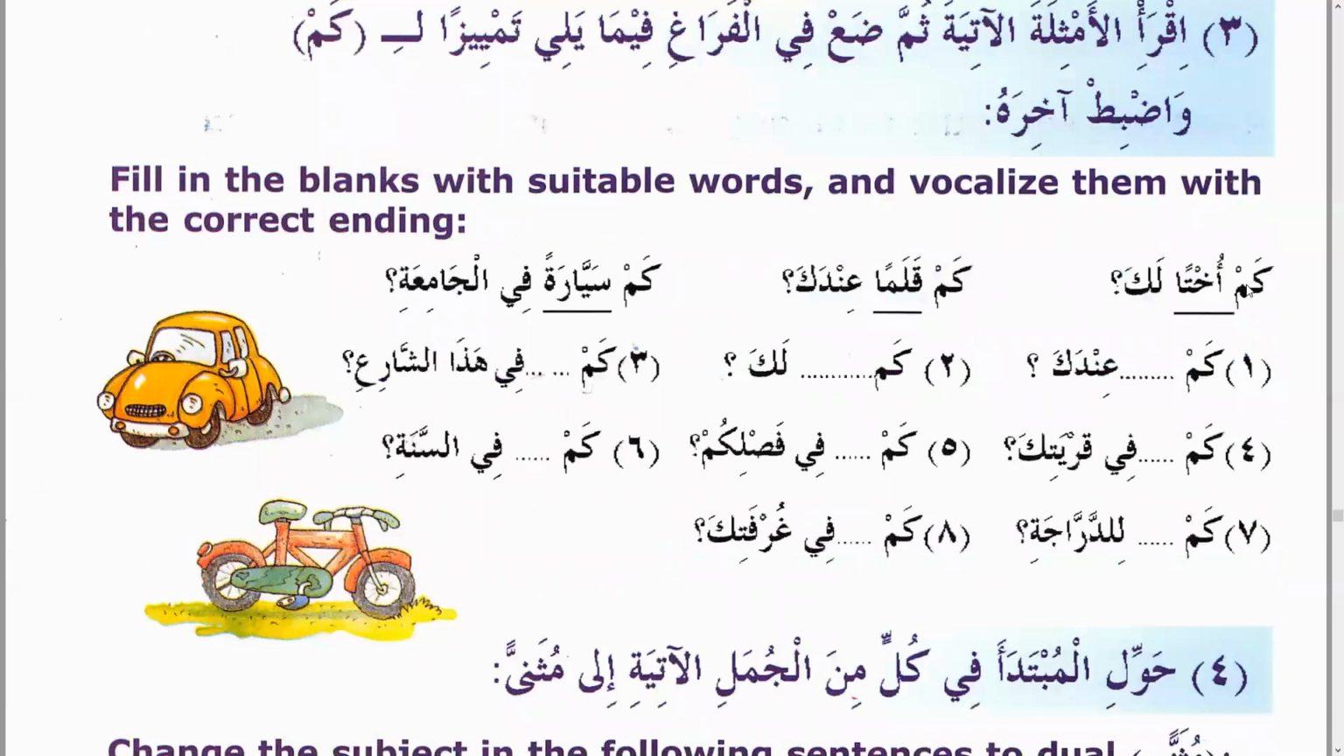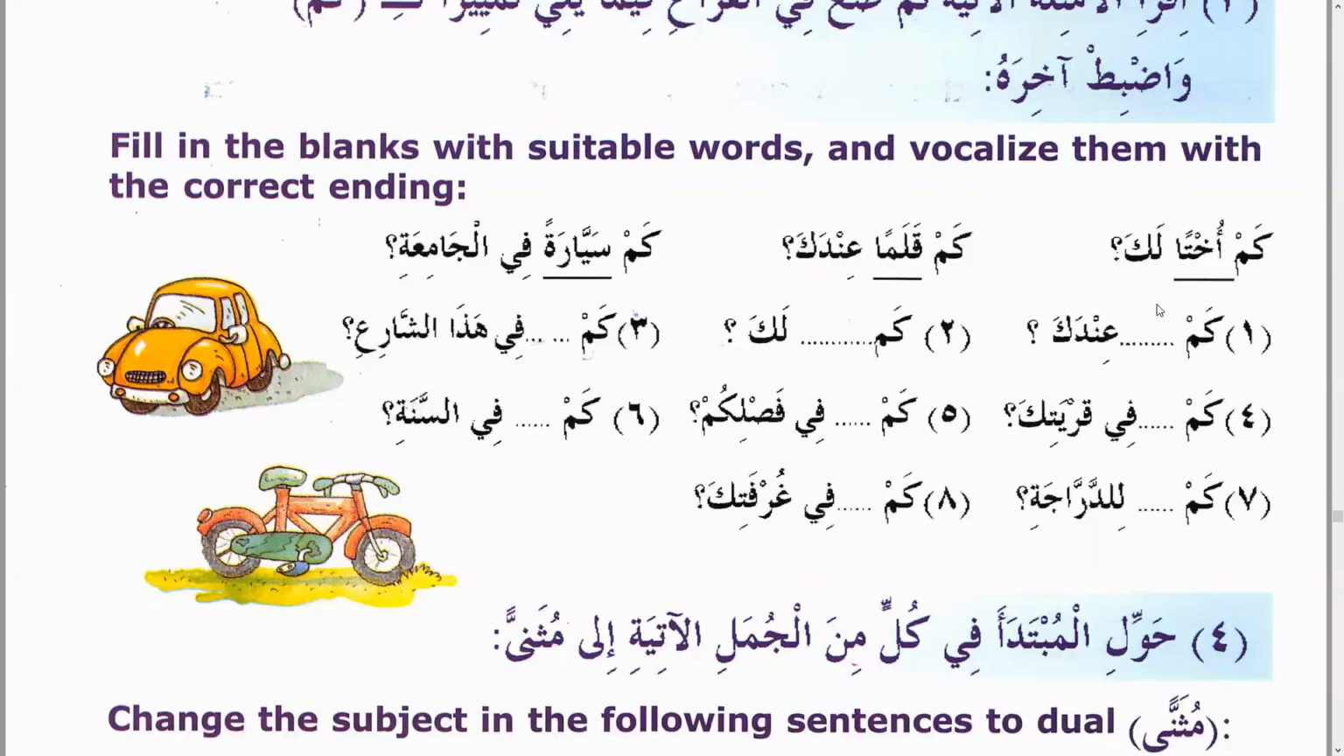Right? So كم أختا لك, كم قلما عندك, كم سيارة في الجامعة. So he's teaching us that after كم, it comes a singular mansub. Singular mansub. So كم أختا لك. How many sisters do you have? كم قلما عندك. How many pens do you have? كم سيارة في الجامعة. How many cars are there in the university?